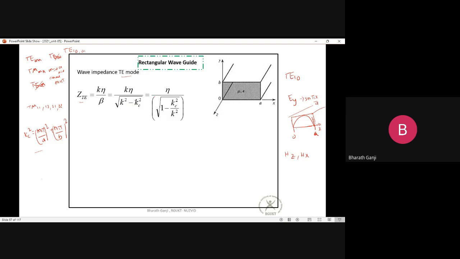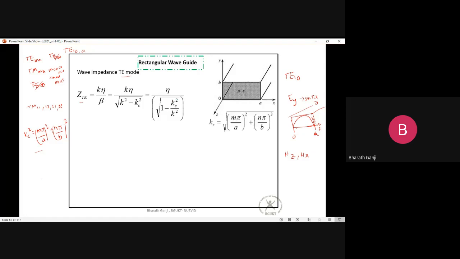And this is equal to nothing but k eta. If I take k to the denominator, I get 1 by k, and if I take it into the square root, I'll get 1 by k square. Or you can also consider taking k square common in the denominator, that comes out as k, and k gets cancelled out. So something like this, right? So you're left with eta divided by square root of 1 minus kc square by k square.